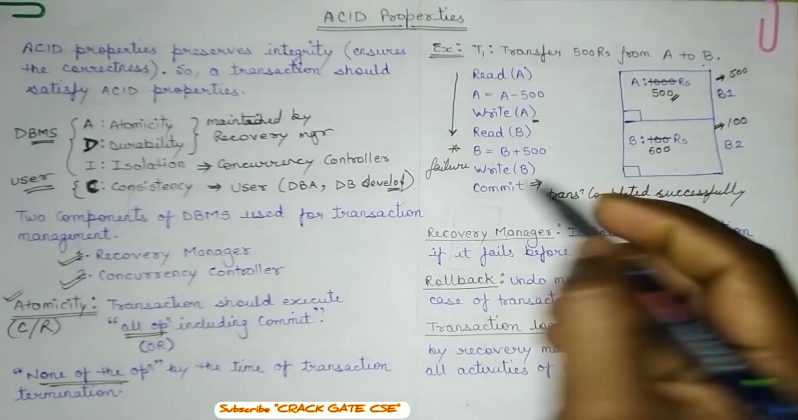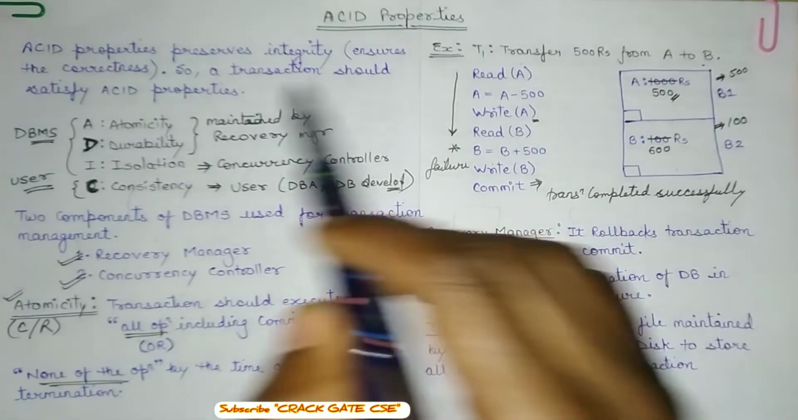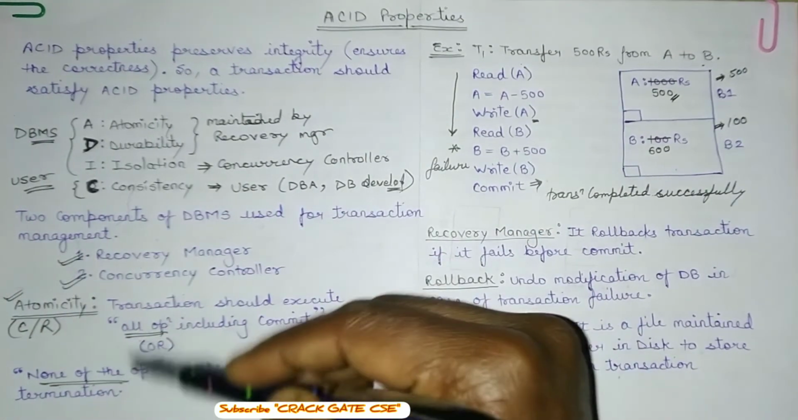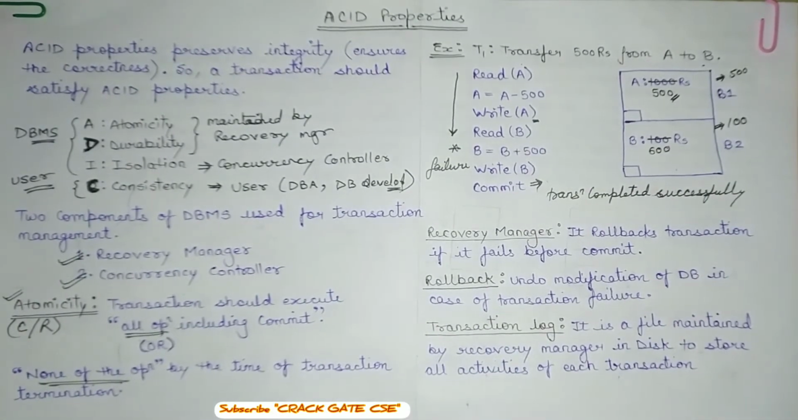So in this particular scenario, if there is a failure, there will be an inconsistency. So the ACID property ensures the correctness. So this is one property which ensures that the balance is completely updated.